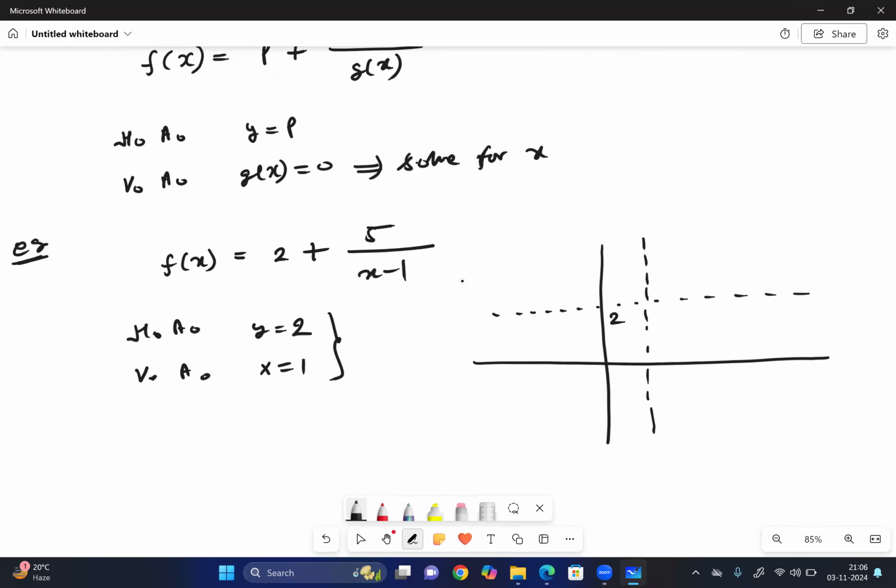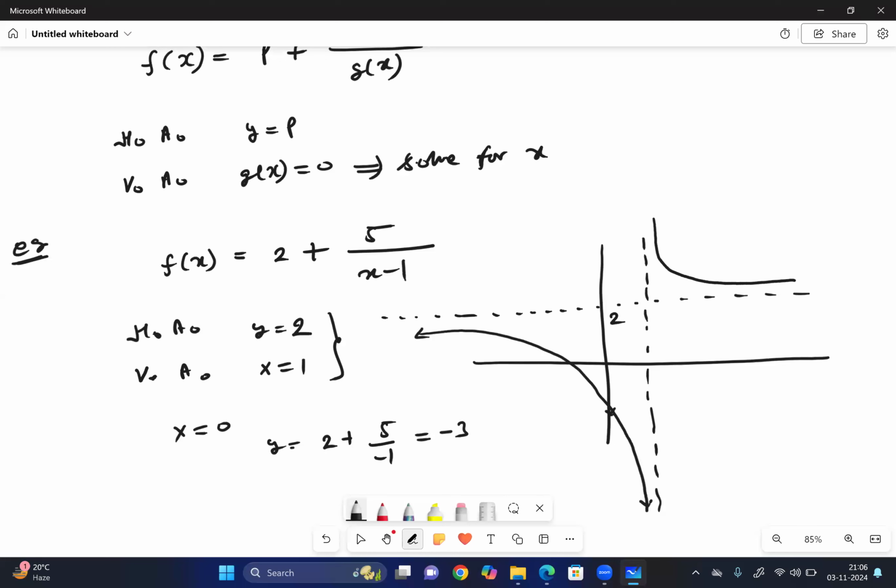Let's see the y-intercept, because you never know whether the graph is going to be like this, or maybe like this. When we put x equal to 0, y is equal to 2 plus 5 upon minus 1, so minus 3. So the y-intercept is minus 3, somewhere here. So it is something like this now, and obviously this line is something like this.